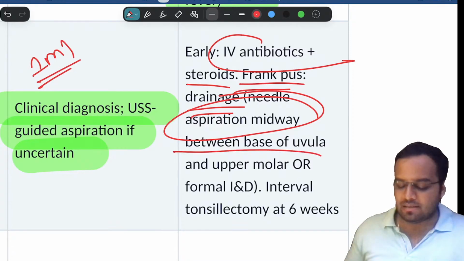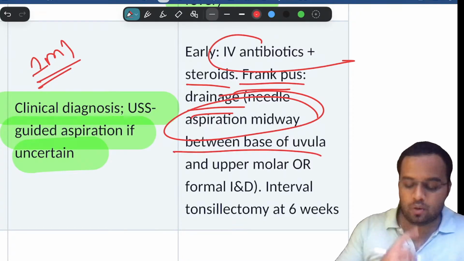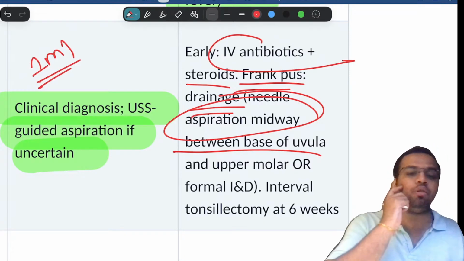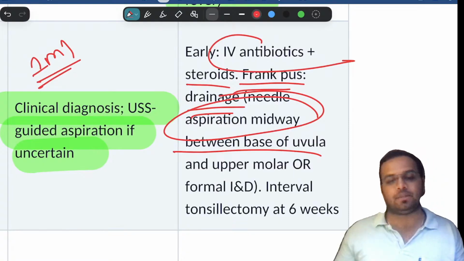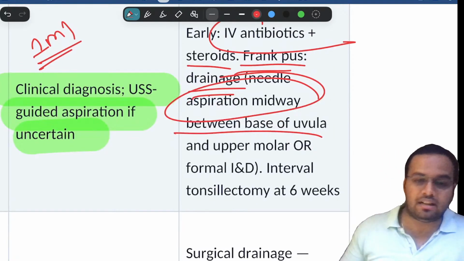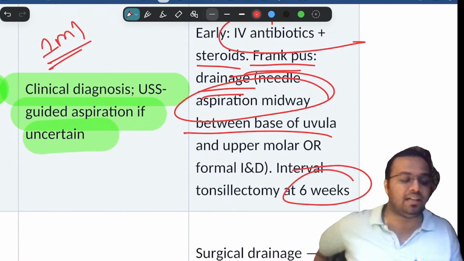And always remember, where are you going to do a needle aspiration? Aspiration midway between the uvula and the upper molar tooth. So between the uvula and the upper molar tooth, midway, you are going to go for an aspiration. And if the patient is having recurrent episodes, you can go for a 6 weeks interval tonsillectomy.